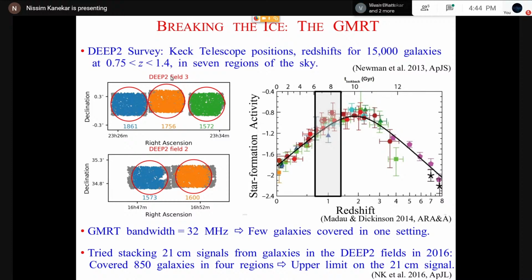I will need to do multiple frequency settings, which means I have to carry out multiple observations to cover that entire redshift range. And that is really hard. I mean, your observing time shoots up. And so this was the problem with the original GMRT.